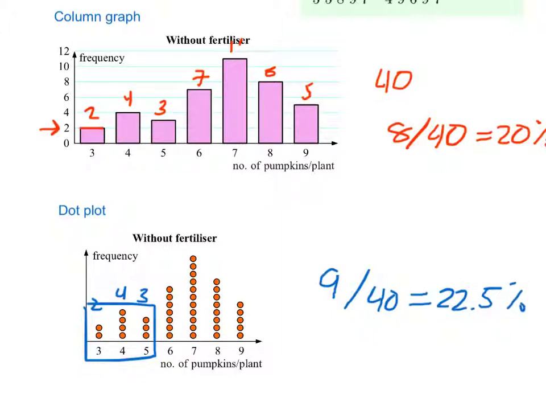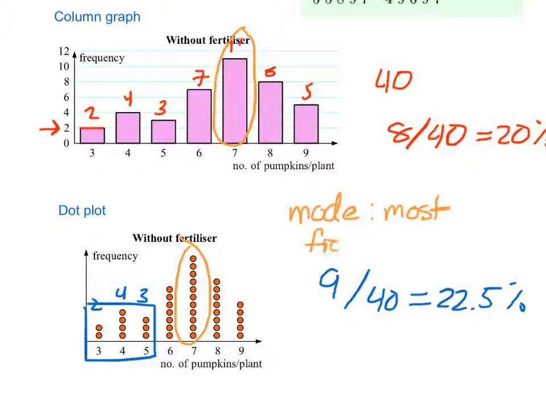In both visualizations, it's very easy for us to figure out which number has the most occurrences, and that's because they're the tallest columns. So here and here. We call this the mode. And the mode is defined as being the most frequently occurring data value, which in this case is 7.